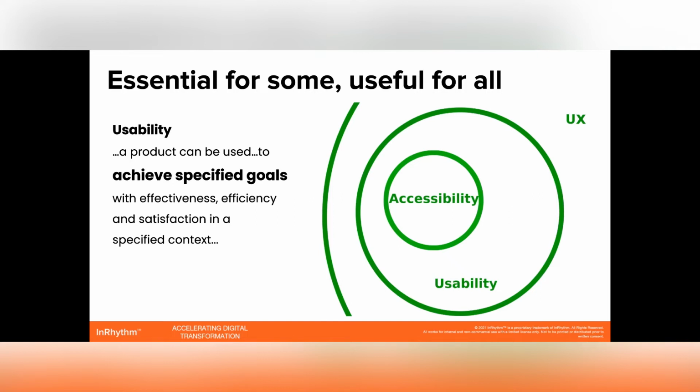Essential for some means there's a barrier to achieving goals for some, and useful for all means lifting that barrier for some benefits everyone. Accessibility, therefore, is usability for people with disabilities. And why this discipline exists is to make sure that people with disabilities are included in the research and solutions for achieving usability.